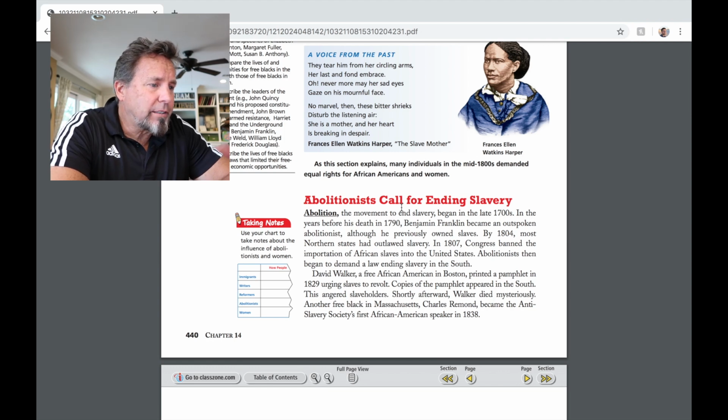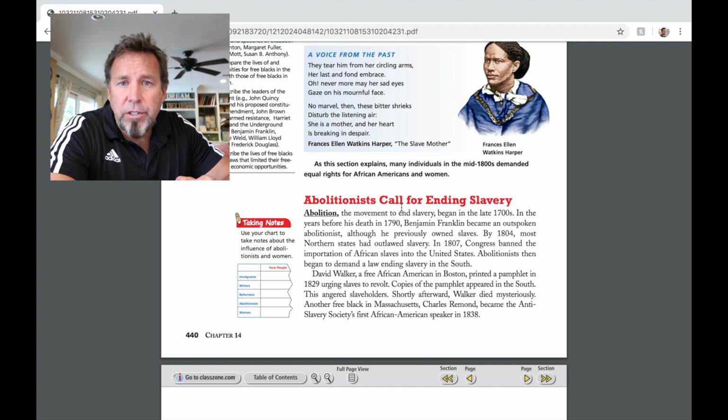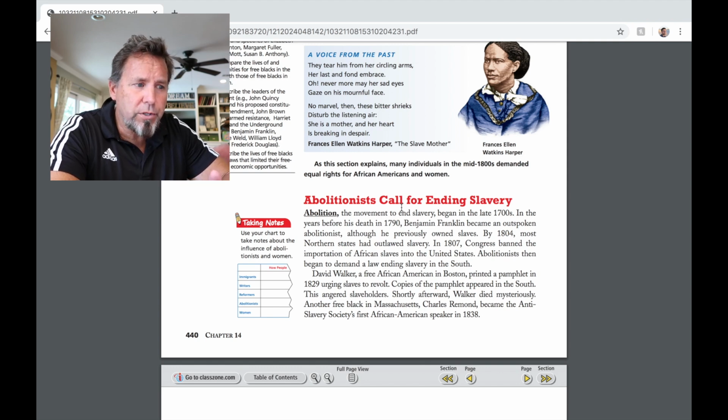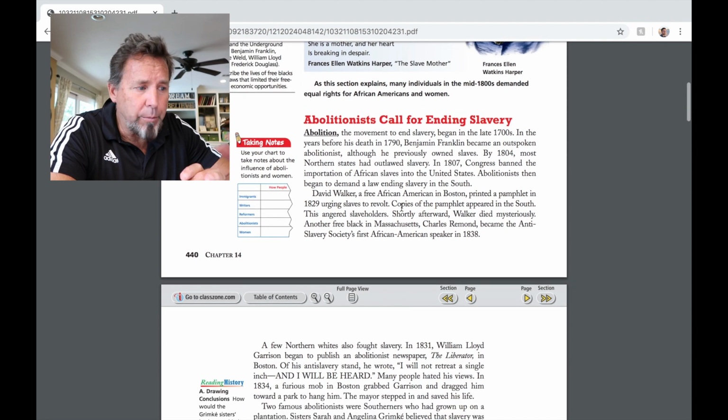When the actual text starts on page 440, it talks about the different abolitionists, and we just saw some. There were conservative, moderate, and radical abolitionists. This one focuses mostly on the radical abolitionists.